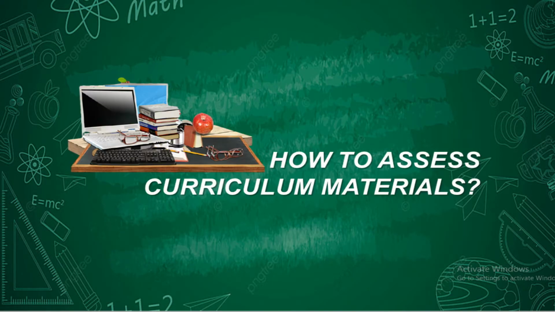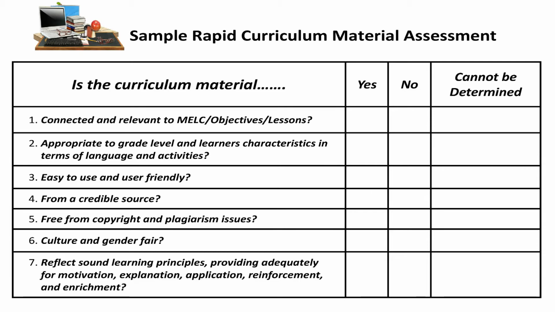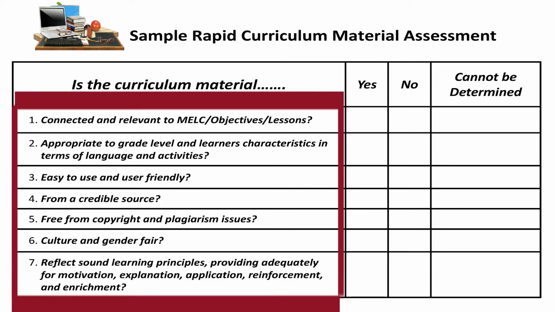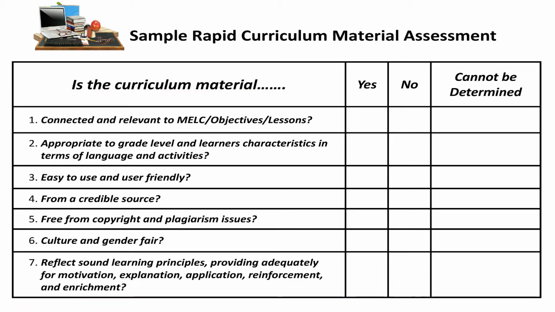So how do we assess particular curriculum materials? There are lots of ways of assessing curriculum materials. It varies in different schools as well as different institutions. So I will just give here an example of what we use in assessing curriculum materials in trade school. As we see here, we have a table, and at the top is the curriculum materials, followed by particular questions. Then on the other side, we have yes, no, or cannot be determined.